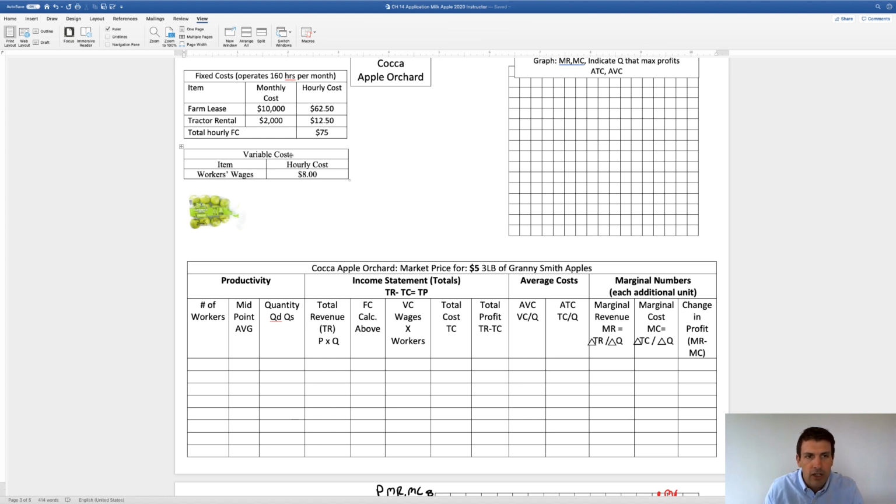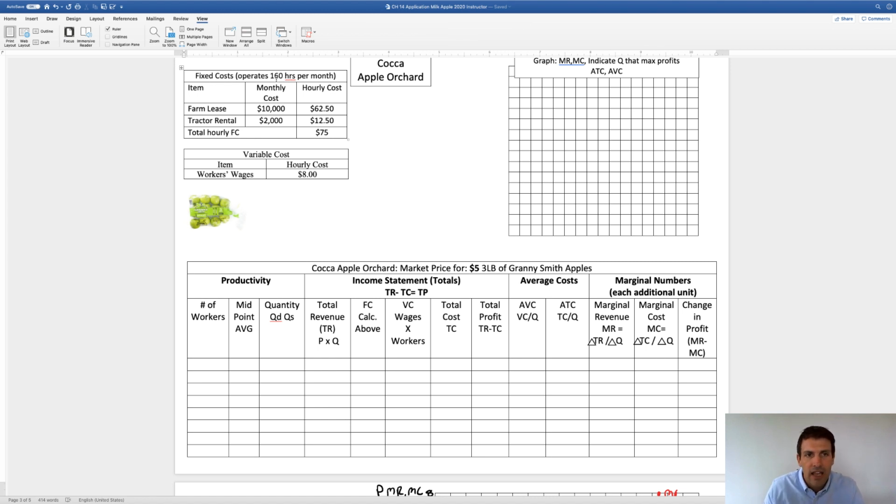So in the top section up here, remember from chapter 13, we have our fixed costs and our variable costs. So I'm going to say I'm going to lease some farm for $10,000 a month, and I'm going to get a tractor for $2,000 a month. So remember, we want to make everything apples to apples, so we want to do it on an hourly basis. So my farm is going to be open for 40 hours a week, 4 weeks in the month. Gives me 160 hours for the month. These are all monthly numbers. I want to convert them into hourly numbers.